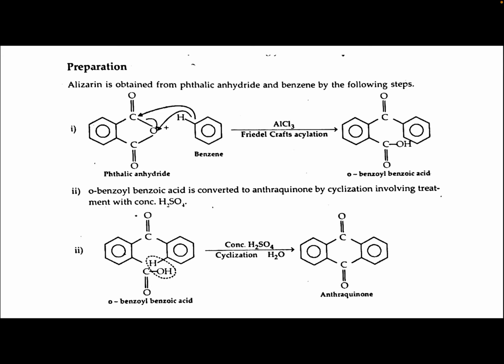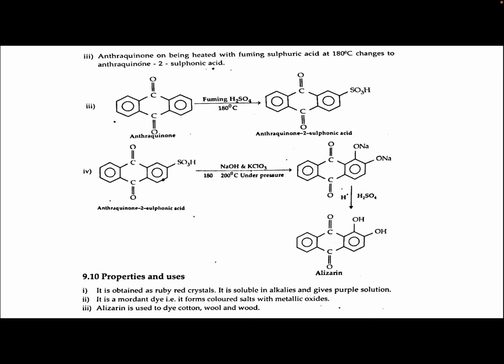Next, alizarin preparation. Alizarin is obtained from phthalic anhydride and benzene by the following steps. Phthalic anhydride plus benzene gives ortho-benzoyl benzoic acid. Ortho-benzoyl benzoic acid is converted to anthraquinone by cyclization involving treatment with concentrated H2SO4. So ortho-benzoyl benzoic acid in the presence of concentrated H2SO4, cyclization takes place and anthraquinone is formed. Anthraquinone, on being heated with fuming sulfuric acid at 180 degrees centigrade, changes to anthraquinone-2-sulfonic acid.